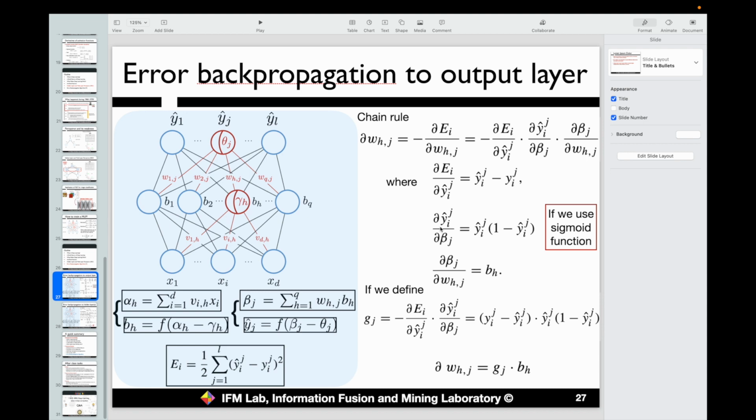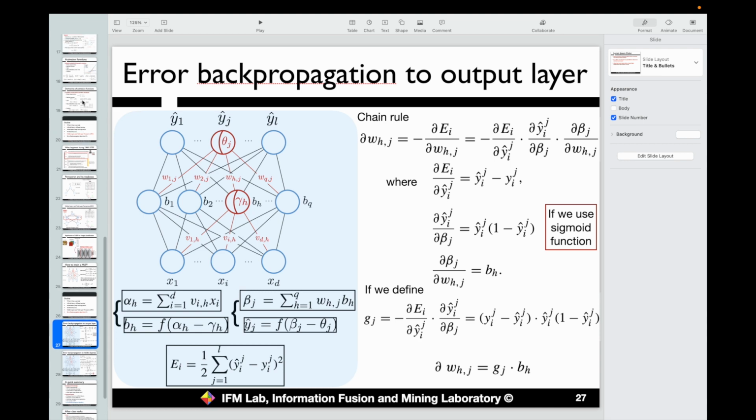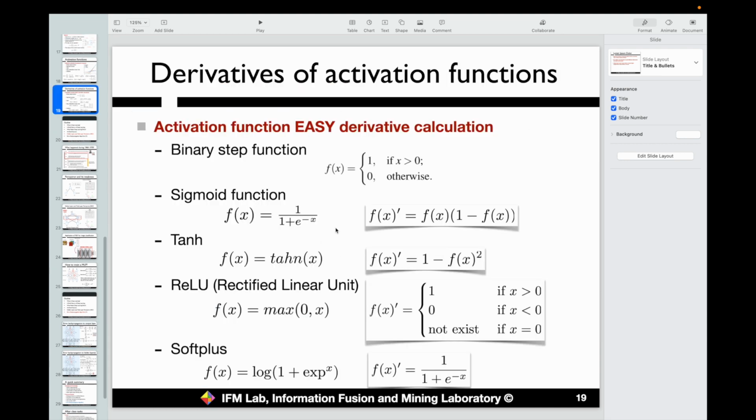And let's take a look at the second term, the partial derivative of this y hat versus beta. This y hat equals the activation function of the beta, right? If you still remember, we have defined different activation functions. Here, if we use the sigmoid function, we mentioned the partial derivative of the sigmoid function versus its input equals what? If you still remember, for the sigmoid function, its partial derivative equals what?